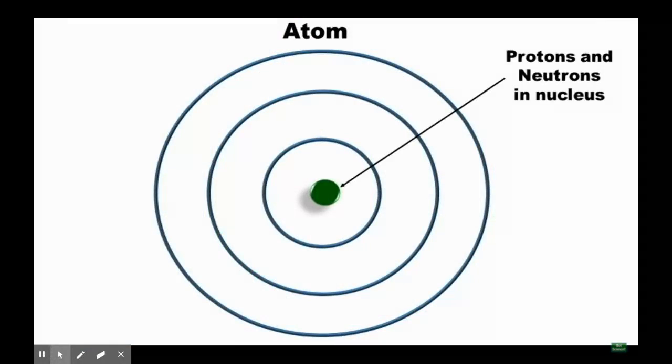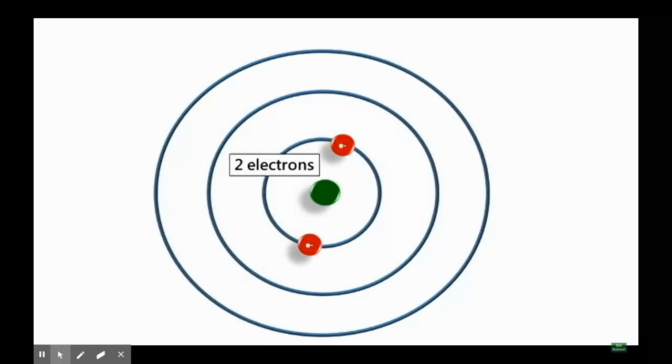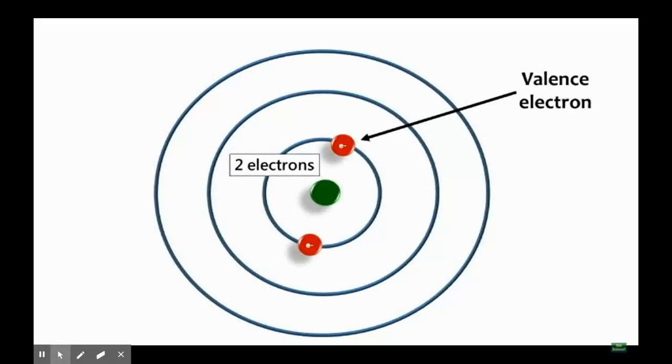We know that an atom has a nucleus, where the protons and neutrons are located. Around the nucleus, we know that there are electron shells where all the electrons are located. The first electron shell in an atom can hold 2 electrons maximum. The electrons in the outermost shell are called valence electrons, which determine the properties of the atom.